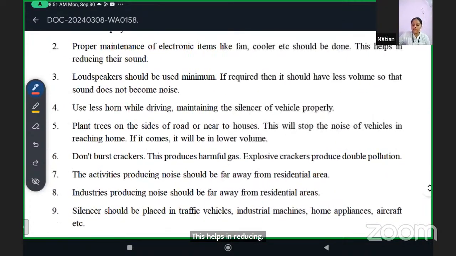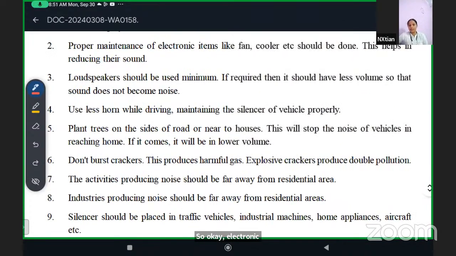Electronic items. If we do not do the maintenance of the cooler or electric items from time to time, what will happen? It will start making noise. So some oiling, some fixing of parts needs to be done timely. Then loudspeakers should be used minimum. If required, then it should have less volume so that sound does not become noise.